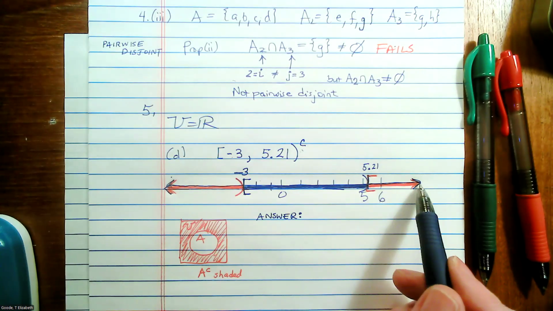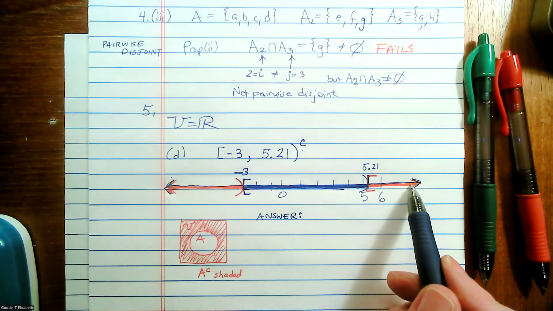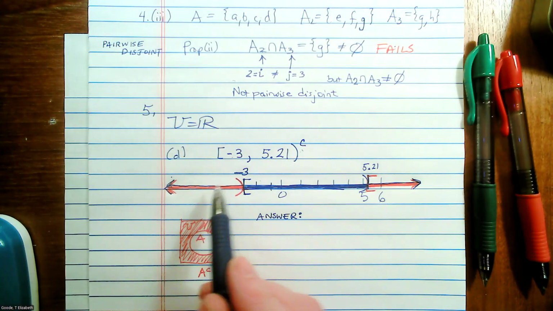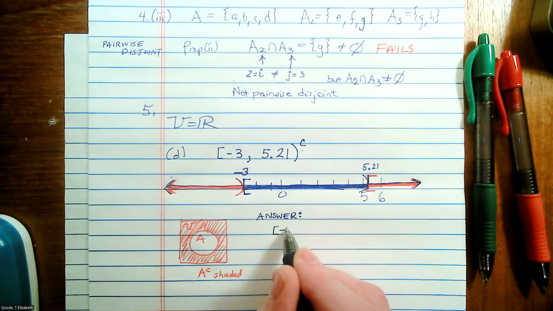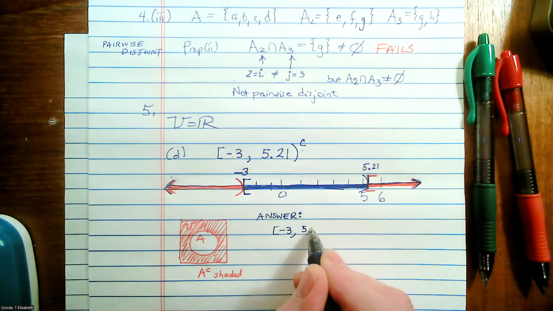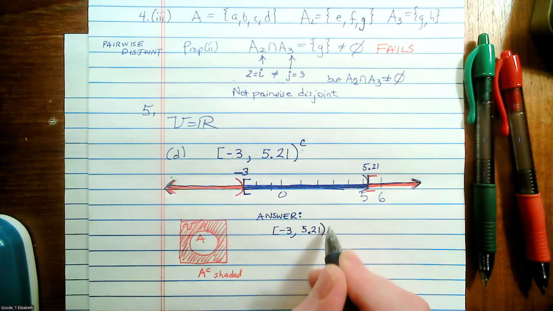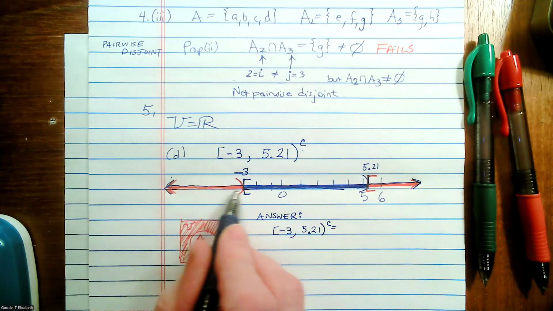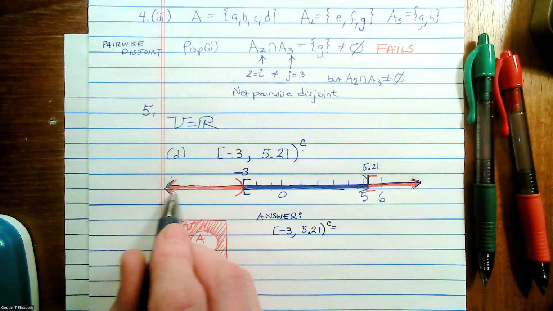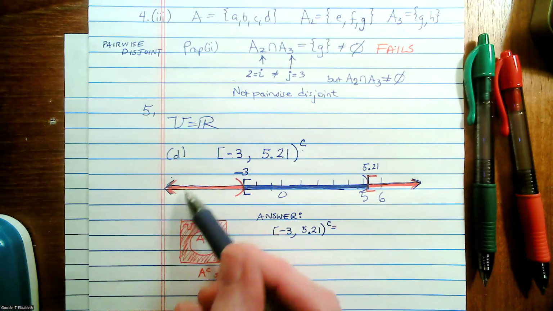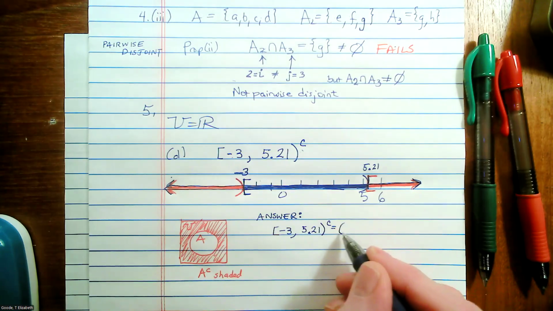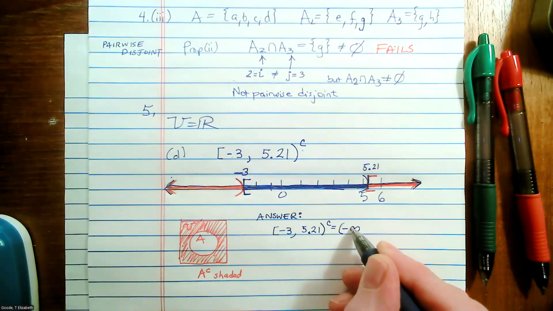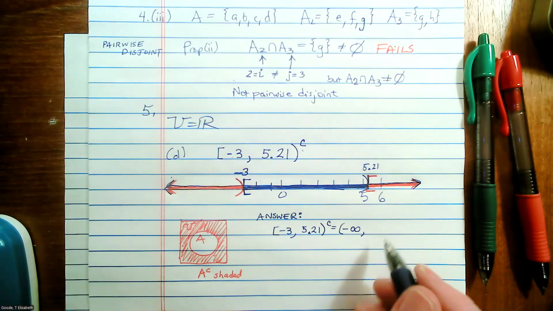There are x's over here. So the complement set is any x that is over here on the left or over here on the right. So for the interval from -3 to 5.21 with a soft bracket, how do we express the complement over here? We're using an interval. How do we express going to the left forever? Minus infinity, comma, then what?